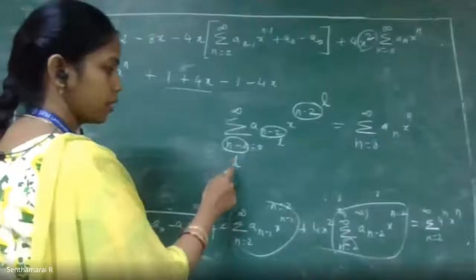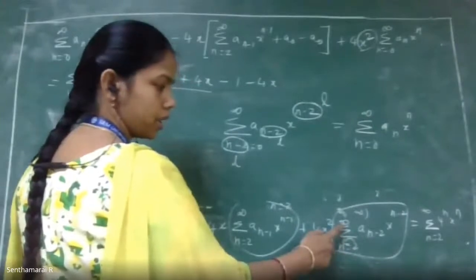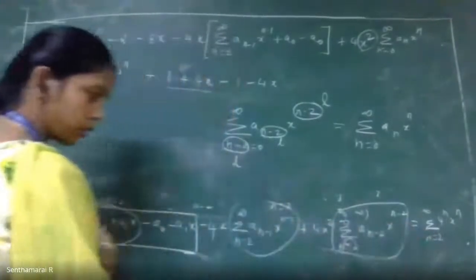Ma'am, why didn't you substitute 2 in that place? Because before and now you are substituting, ma'am, n is equal to 2. Where? Here, we have already taken the summation n equal to 2 to infinity. This happens throughout the equation.